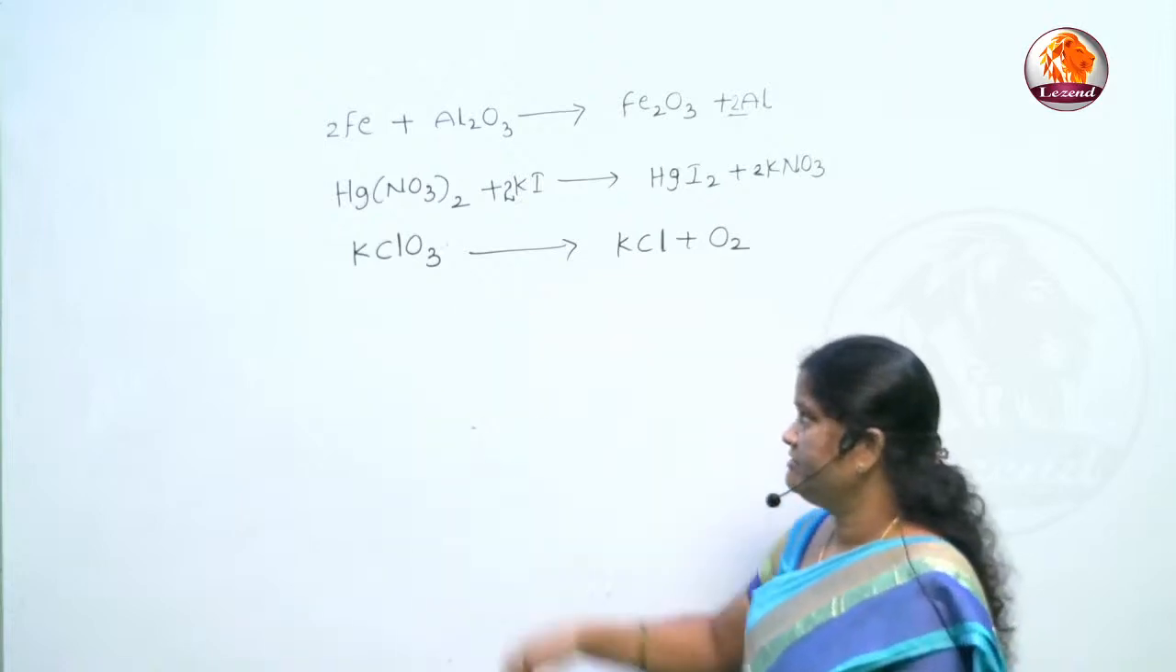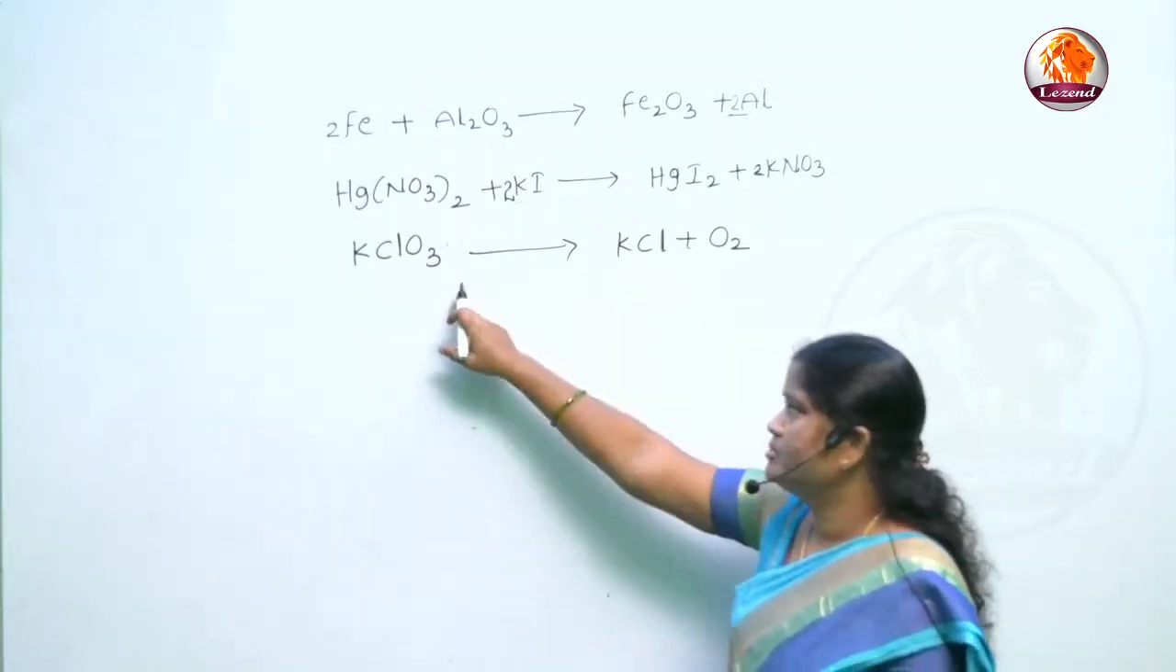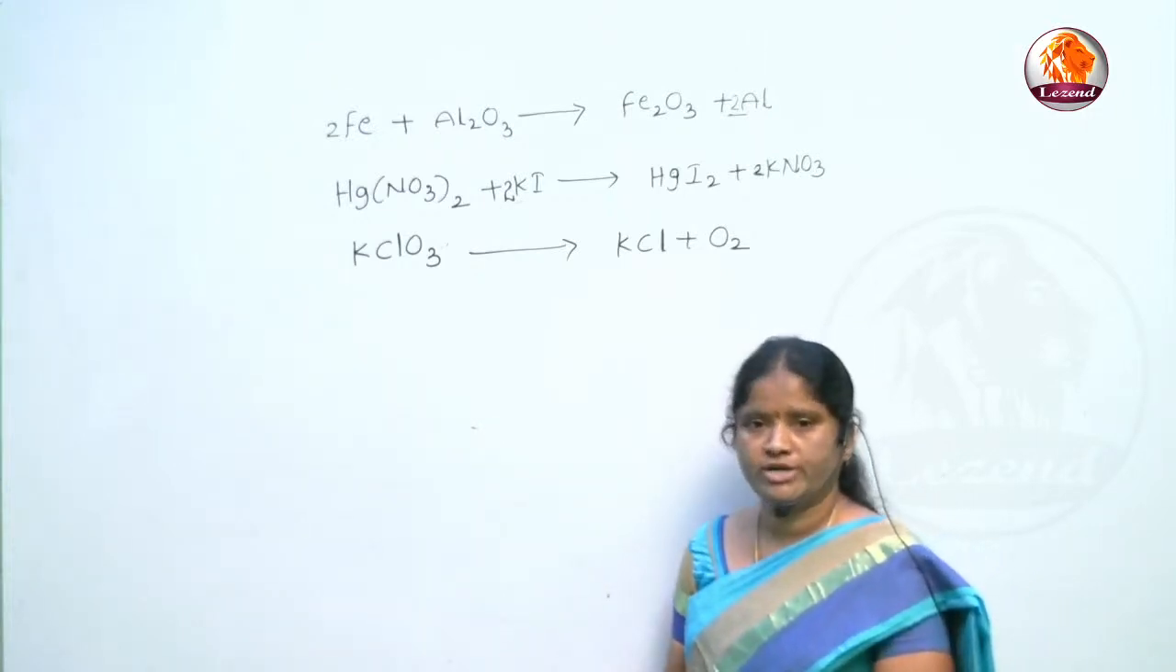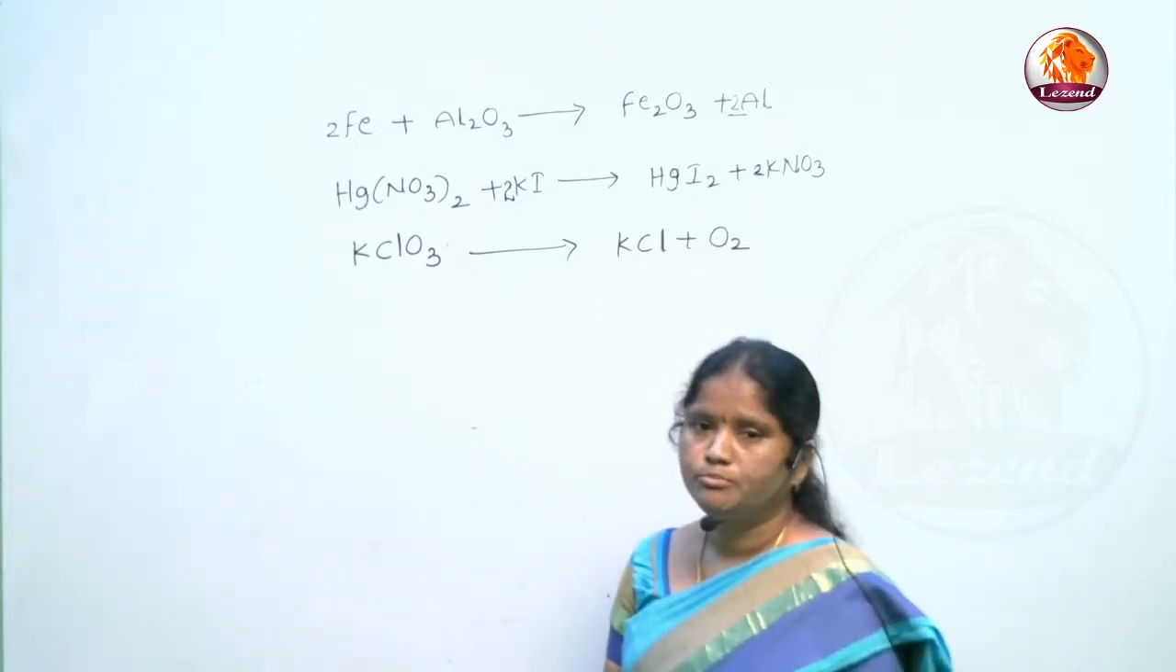Only one reactant in the given chemical equation and 2 products means it is decomposing. Only a single reactant is decomposing into 2 or more products. Such a chemical change we call a chemical decomposition.